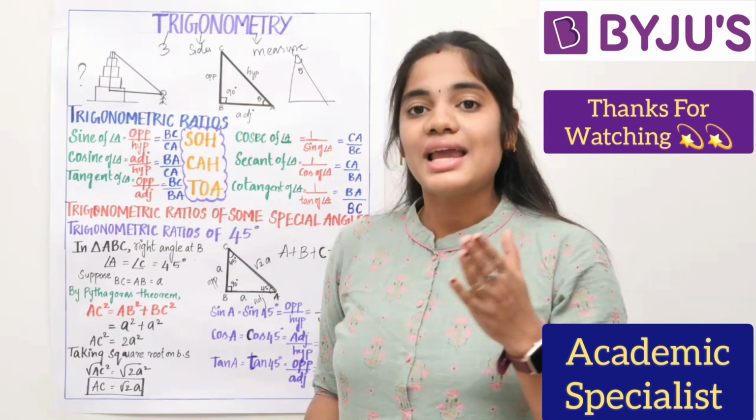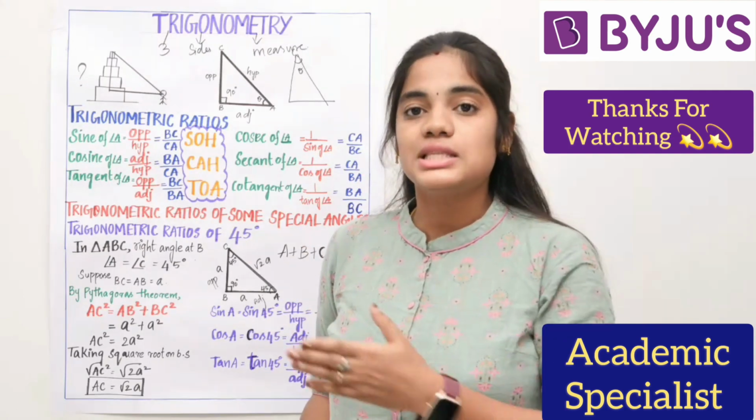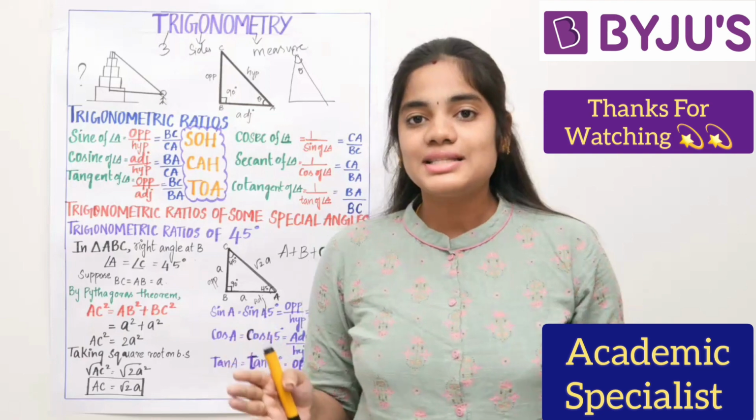So as we know, sine 45 is 1 by root 2, cos 45 is 1 by root 2, and tan 45 is equal to 1. I hope it is clear.